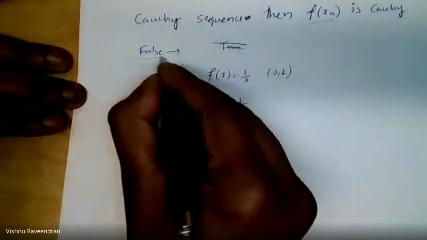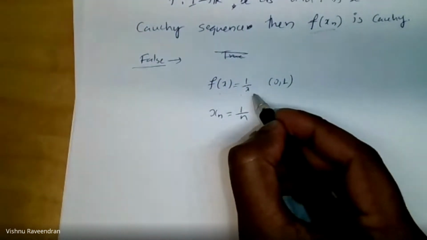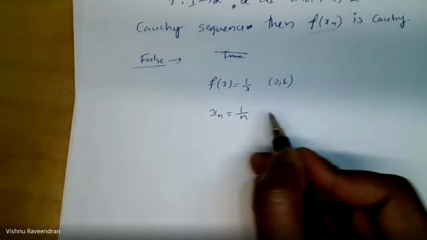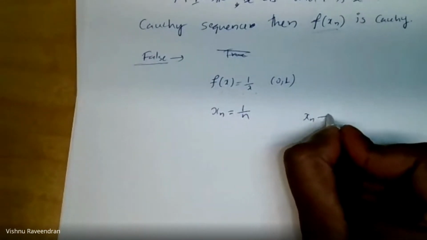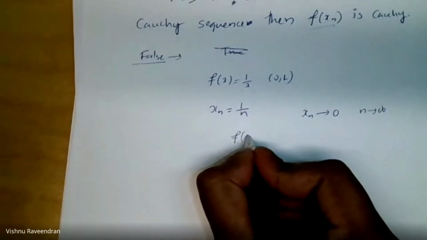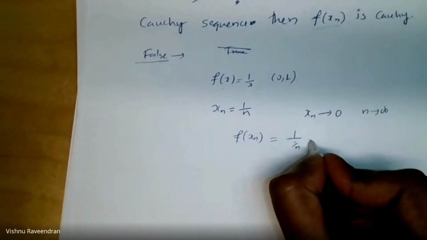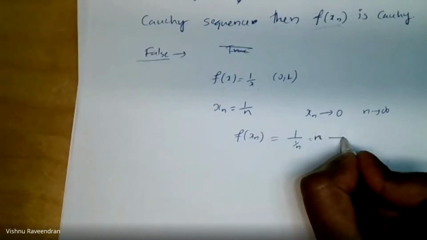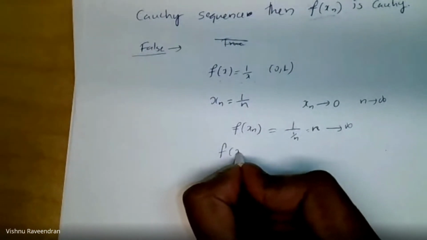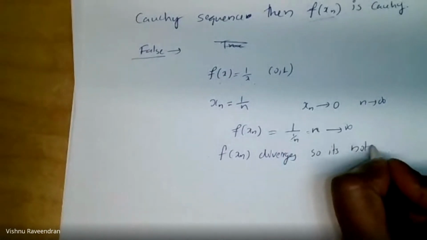So the statement is actually false, because you consider this function f of x equal to 1 by x on the open interval 0 to 1 and consider the sequence xn equal to 1 by n. You know that xn converges to 0 as n goes to infinity. What will f of xn be? f of xn will be 1 by 1 by n, which is equal to n, which diverges. So since f of xn is diverging, it's not Cauchy.